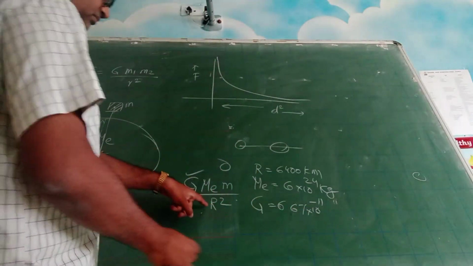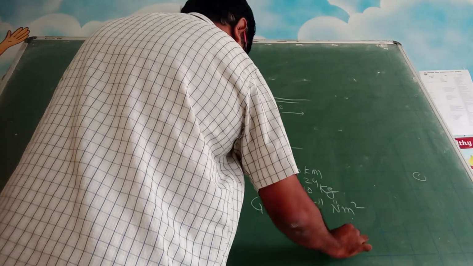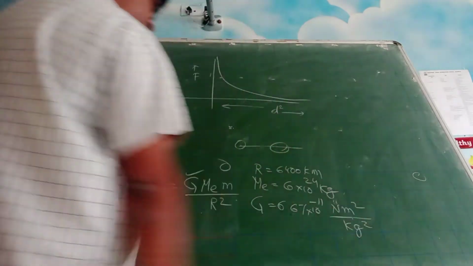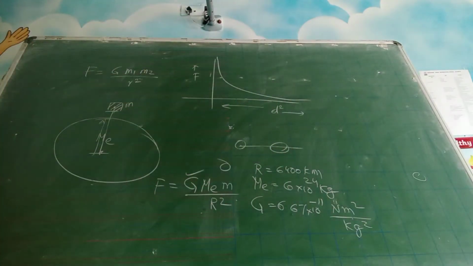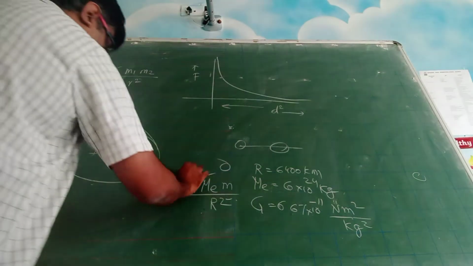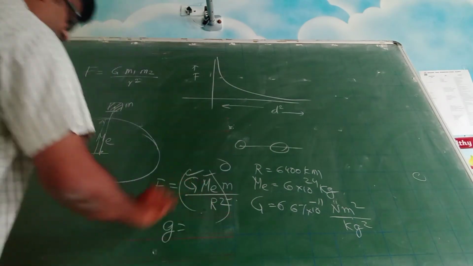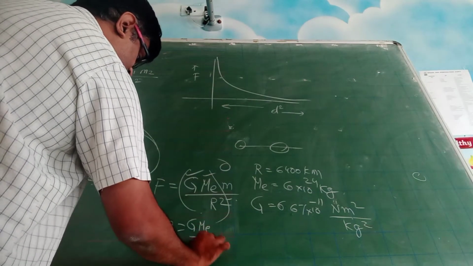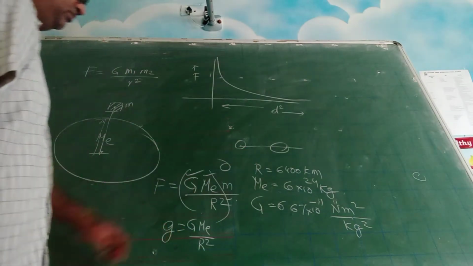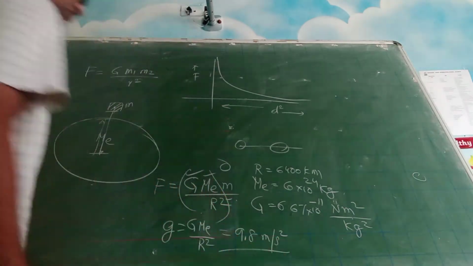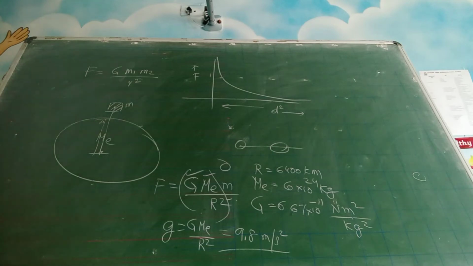units, Newton meter square by kg square. It can be further reduced also. I'm not bothered about the units right now. So this is a constant, this is a constant, and this is a constant. If I call these three constants as a new constant, by a small letter g, so g is G M_E by r square. You plug in all these values, you get approximately 9.8 meter per second square. So this is what we are calling acceleration due to gravity.